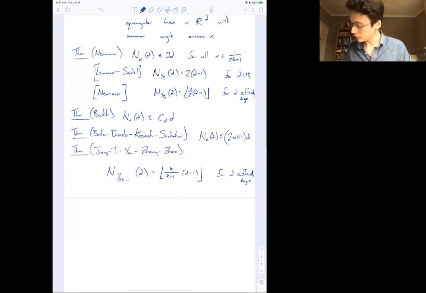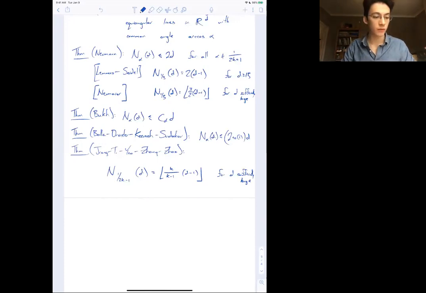Its exact value is the floor of k over k minus 1 times d minus 1 for all d sufficiently large. For the smaller values of d, I can't tell you exactly what it is, and it may take relatively large values there. But at large values of d, it eventually settles off to being this linear function, the floor of a linear function.